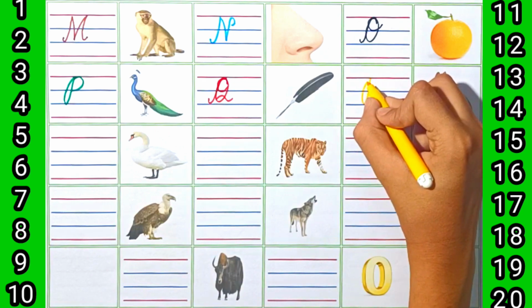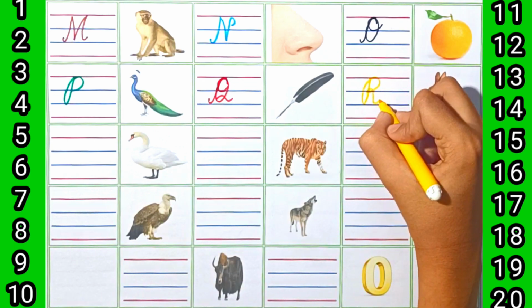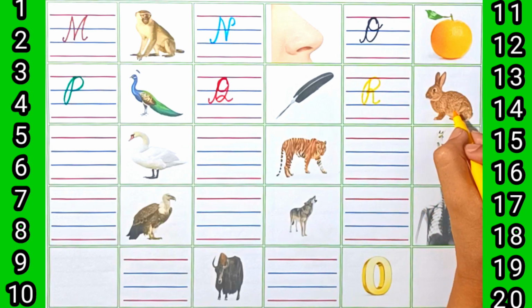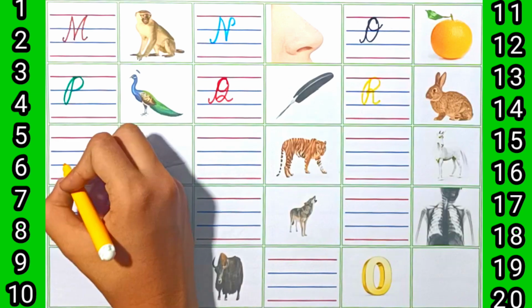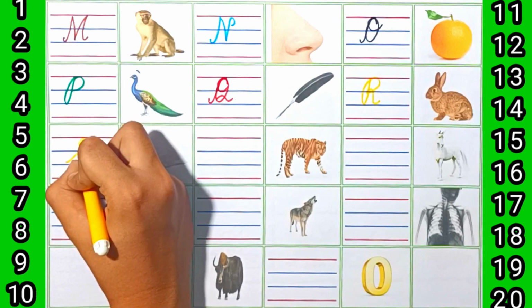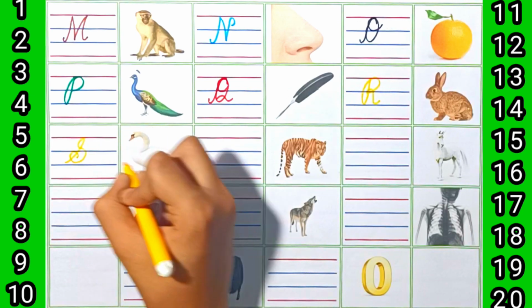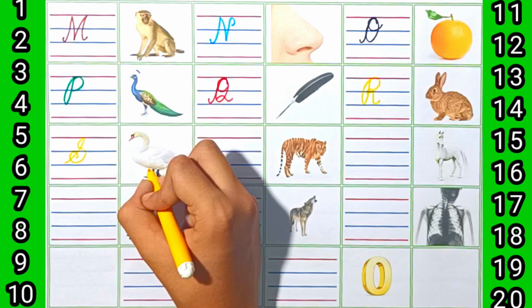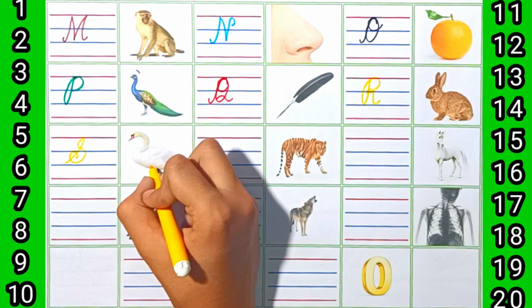R. R for rabbit. R-A-B-B-I-T rabbit. S. S for swan. S-W-A-N swan.